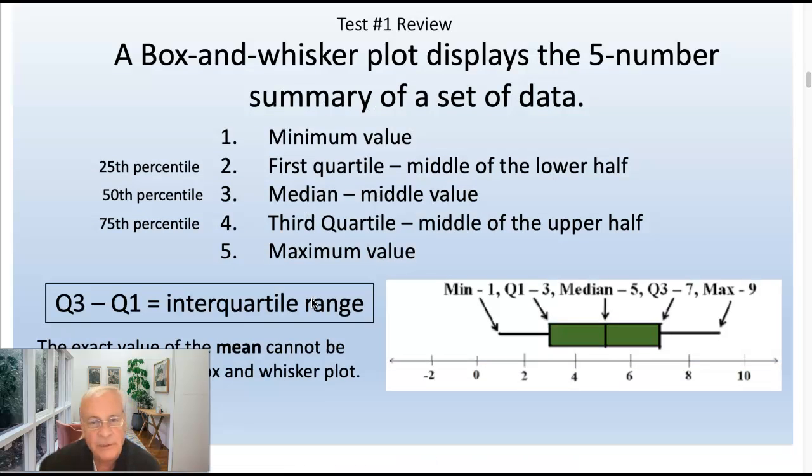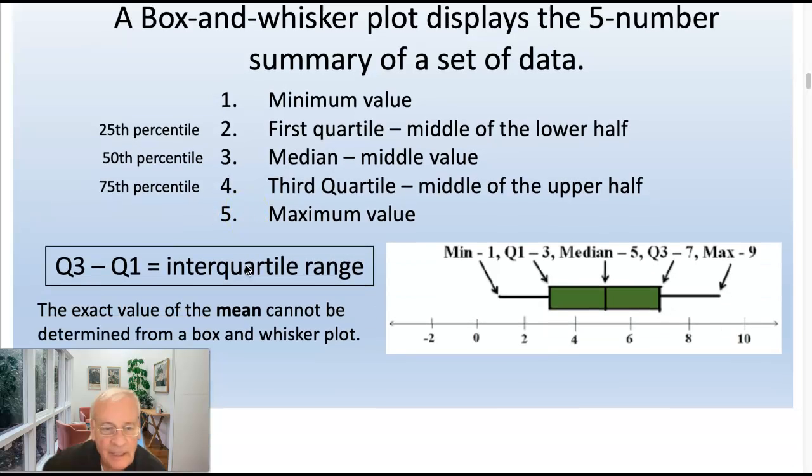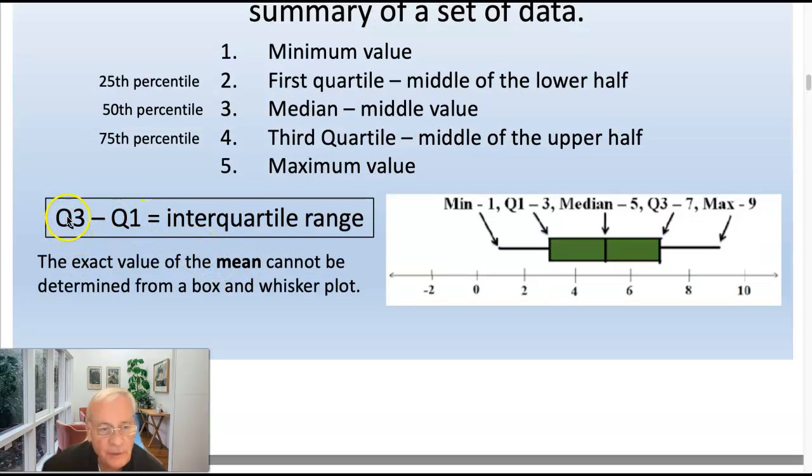Guys, we looked at a box and whisker plot. It displays the 5-number summary for a set of data. All right. And these percentiles, the 25th percentile, 50th, 25th and 75th. And that's where the interquartile range comes from, Q3 minus Q1. Again, the exact mean cannot be determined from a box and whisker plot, not necessarily.